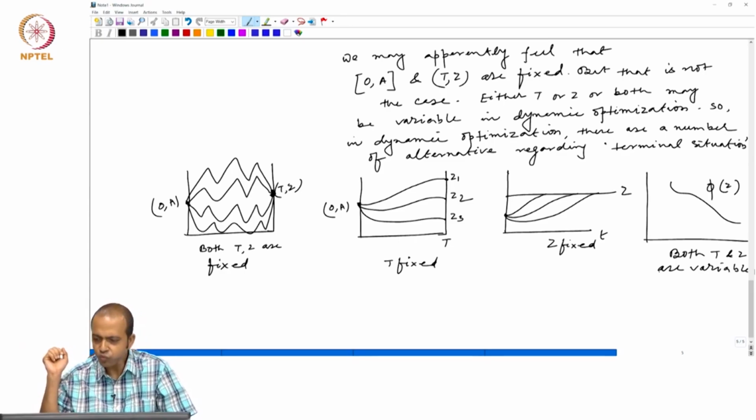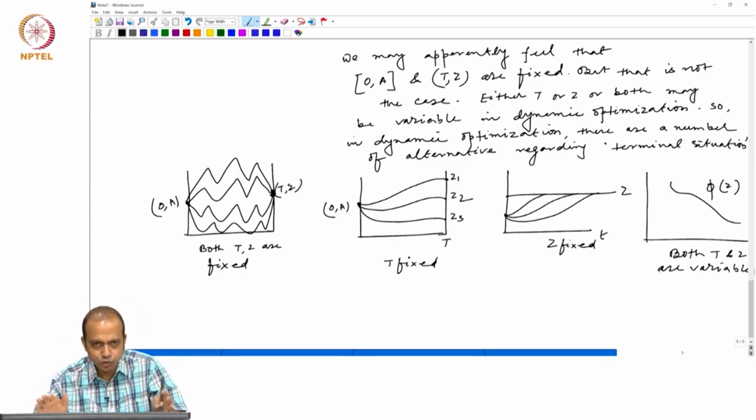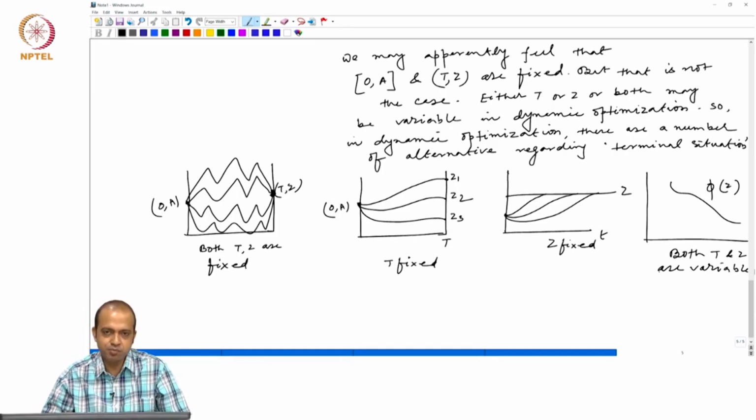So, today's discussion basically gives you a basic starting point of dynamic optimization, which is quite different from the static one. In static optimization, we are trying to optimize at a single time period. If it is consumption, then we are trying to optimize the consumption of X and Y so that our utility is maximum at that point of time.